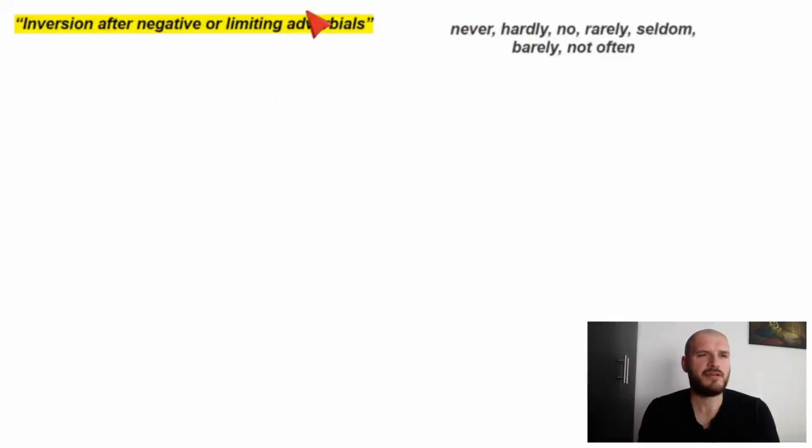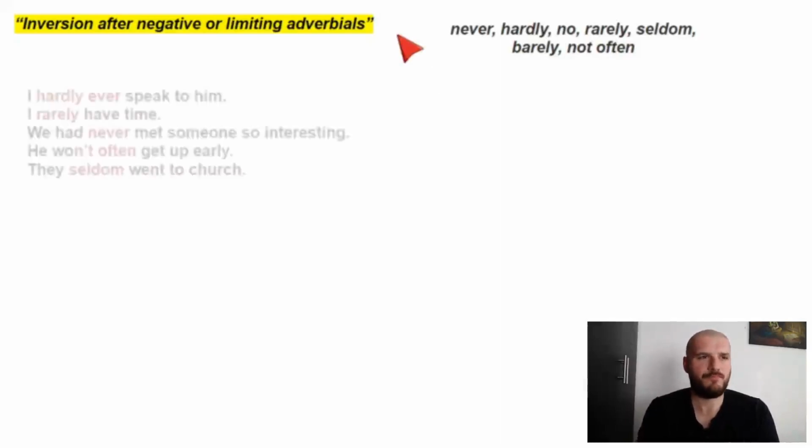So in most advanced English grammar books, you're going to find this topic called something like this: inversion after negative or limiting adverbials, okay? What are we talking about? We're talking about changing the structure of sentences that include these adverbs. For example, never, hardly or hardly ever, no, rarely, seldom, barely, and not often. We can, if we want to, change the order of these sentences. Let me show you what I mean.